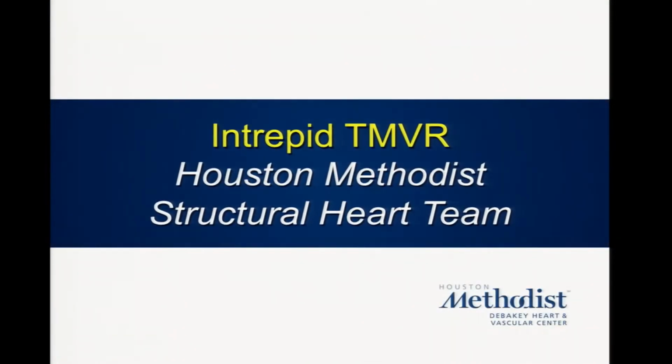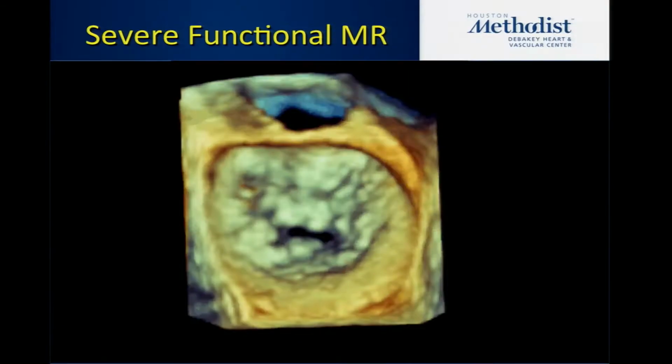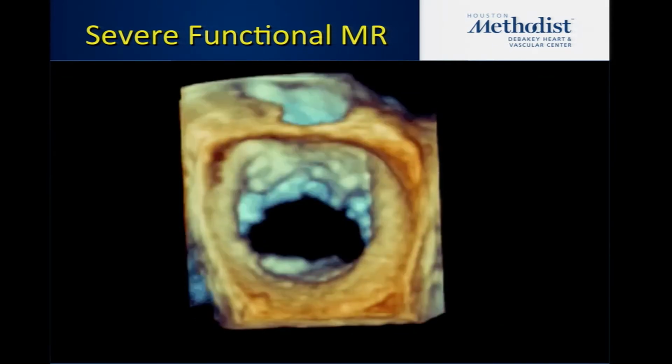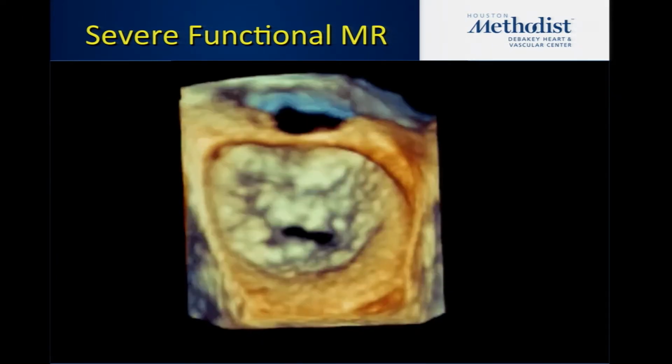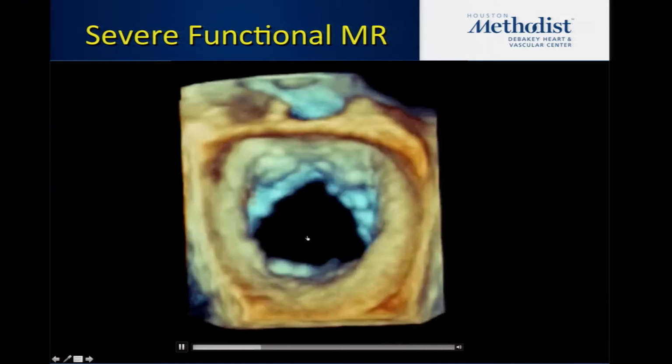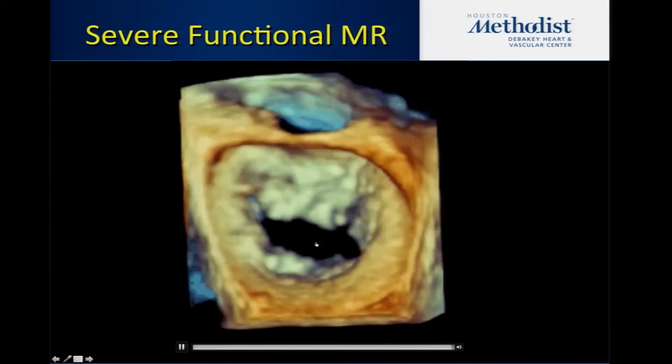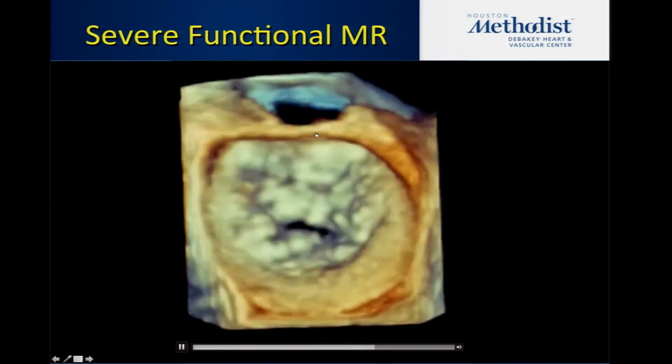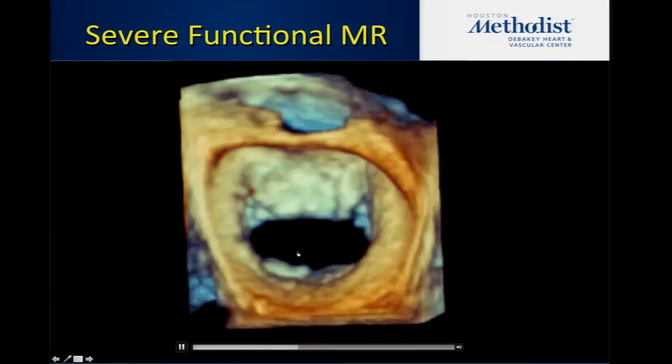So I'll just show you some images from, I think this was our first or second. This is our first TMVR case. An elderly gentleman with severe functional MR. You don't need the color. The mitral valve never closes. Importantly, it's open at the same time as the aortic valve. So he had severe functional MR.